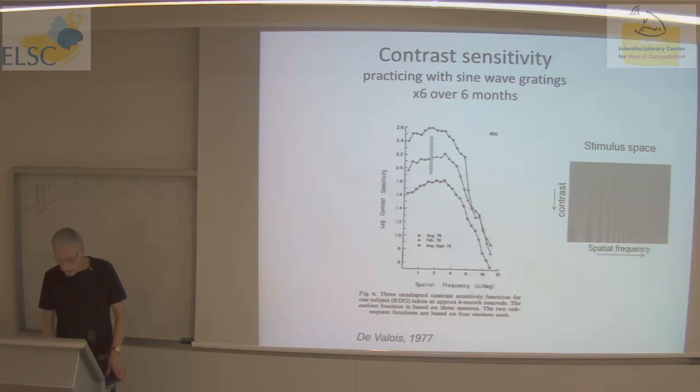You can see it also with contrast sensitivity. That's a way to measure visual resolution. You map the contrast required to see gratings of some spatial frequencies, like low spatial frequency, high spatial frequency. And with practice, over about 6 months, you can get an improvement by a factor of 6.